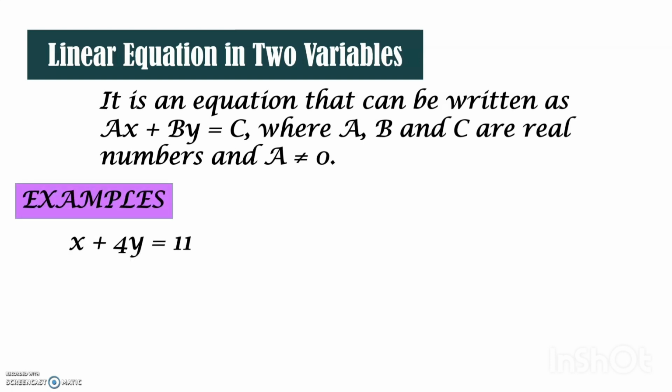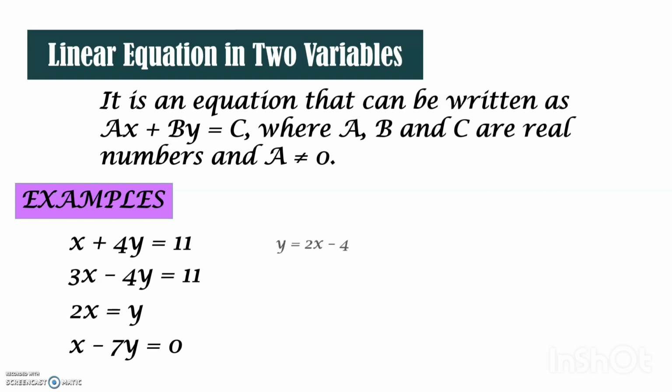Here are examples of linear equations in two variables. x plus 4y is equal to 11. 3x minus 4y is equal to 11. 2x is equal to y. x minus 7y is equal to 0. Aside from the examples that I have given you, there are many other ways of writing linear equations in two variables. So we can have y is equal to 2x minus 4.